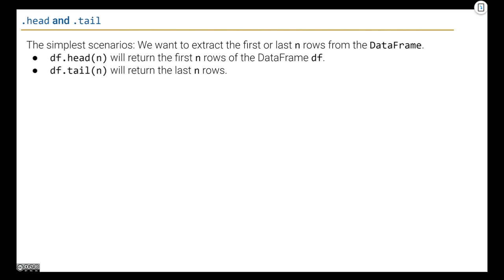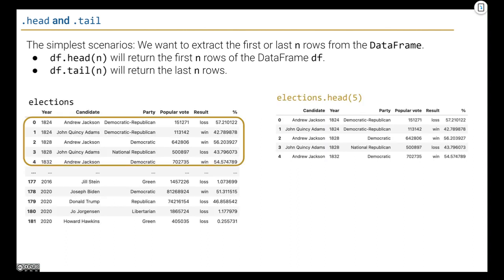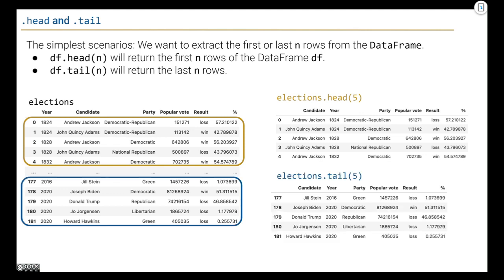So the simplest scenario is just to grab the last n or the first n rows of a data frame. And that's with the .head and the .tail methods. So here's our original elections data frame, this is what I get if I do .head versus .tail.